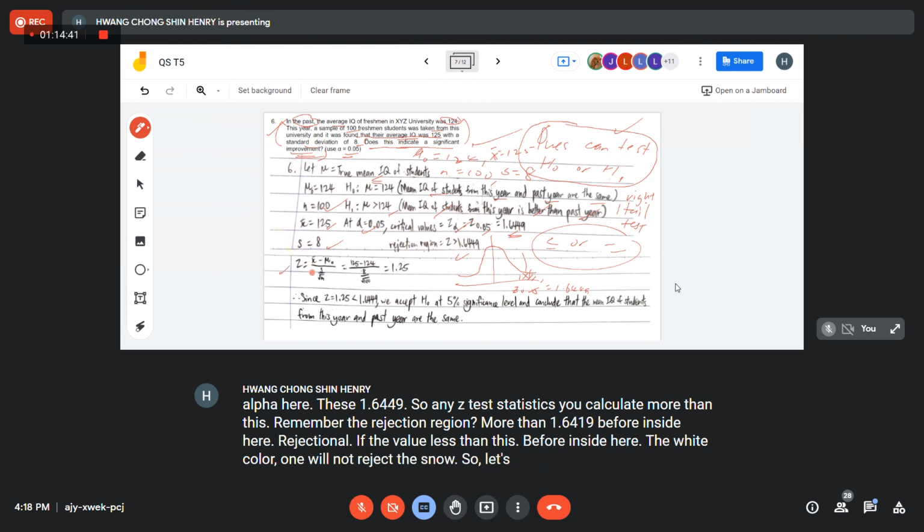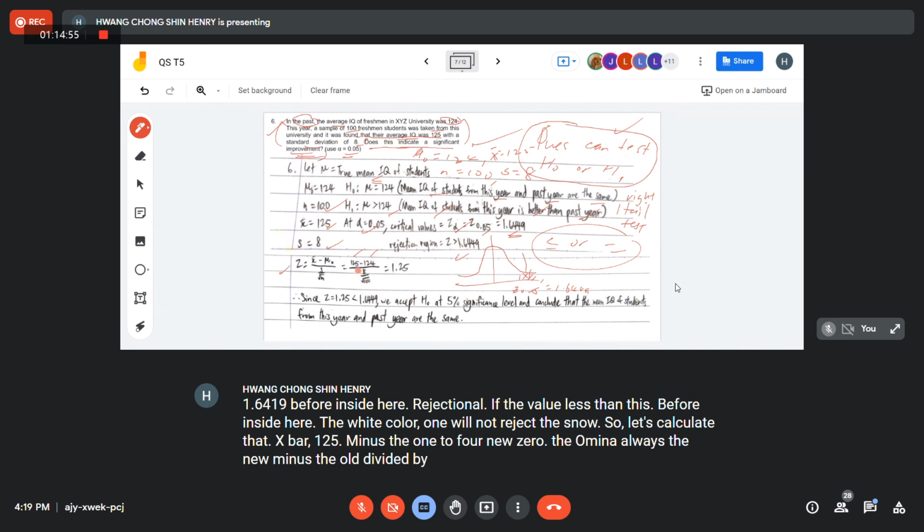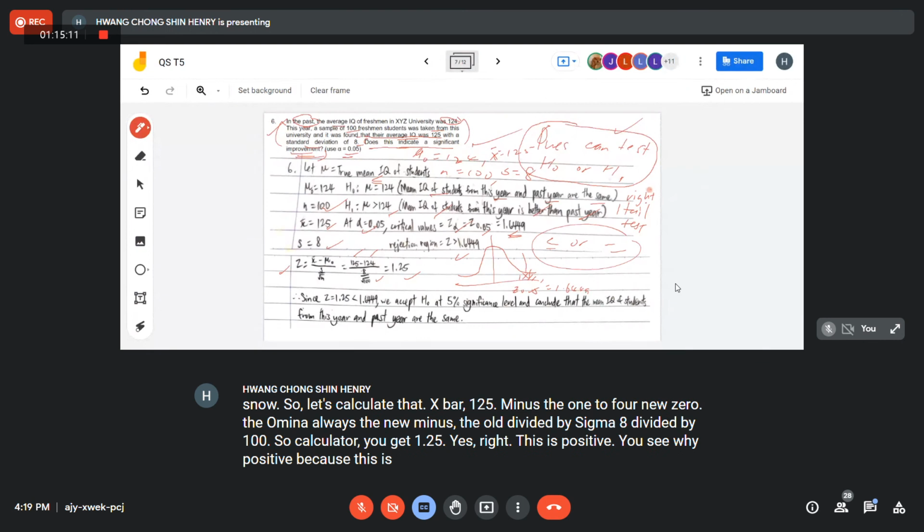So let's calculate the Z. X bar 125 minus the 124 mu 0, the old mean, always the new minus the old, divided by sigma 8 divided by square root of 100. So with the calculator, you get 1.25. Yes, right? This is positive, you see? Why positive? Because this is right tail. See or not? You surely get a positive one.